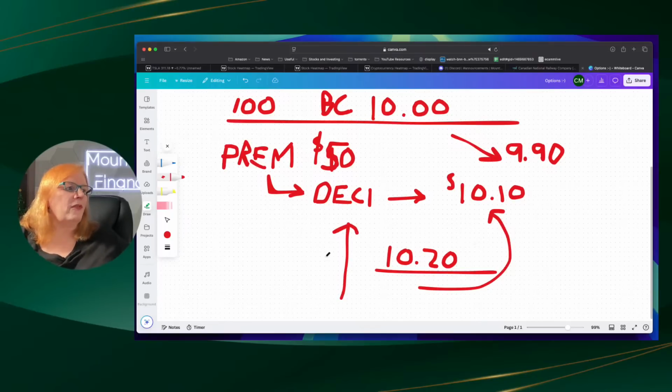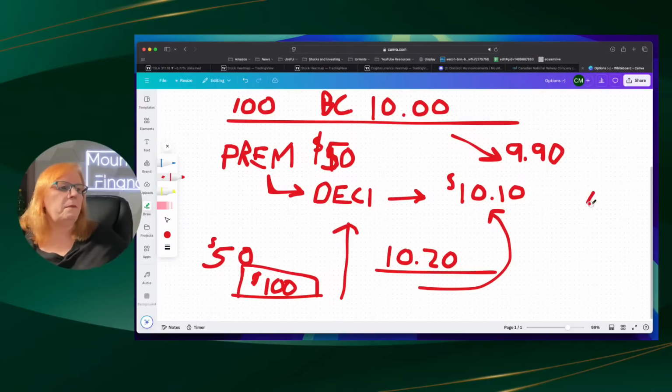So what has happened for them is they have spent $50. So they've lost $50, but we're looking here at 10 cents times 100, that's $100. So they lost 50, but they gained 100. So basically, they're up $50. All right.